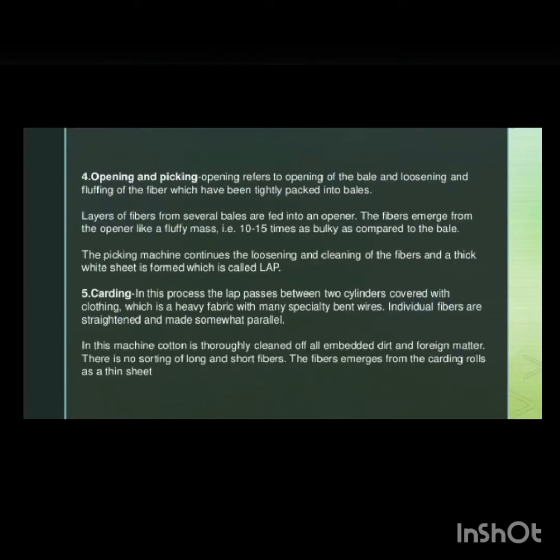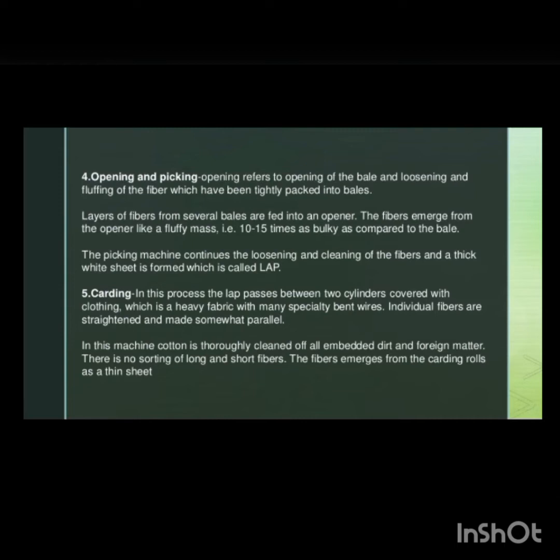Then when the bales are supplied to the industries or mills, opening is done. Opening refers to the opening of the bales and loosening and fluffing of the fiber which has been tightly packed into bales. Layers of the fibers from several bales are fed into an opener. The fibers emerge from the opener like a fluffy mass that is 10 to 15 times as bulky as a bale. The picking machine continues the loosening and cleaning of the fiber, and a thick white sheet is formed, which is called a lap.